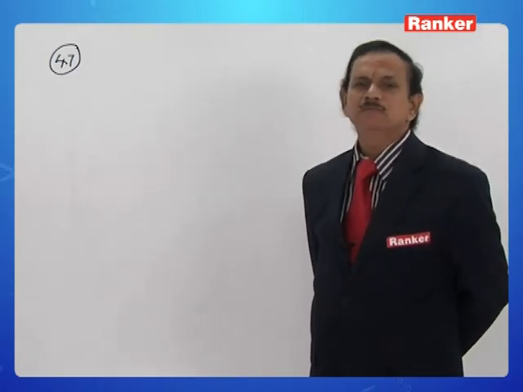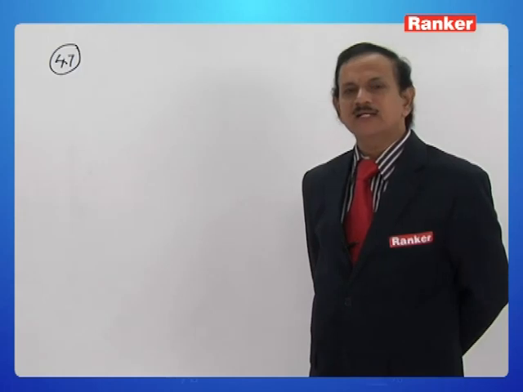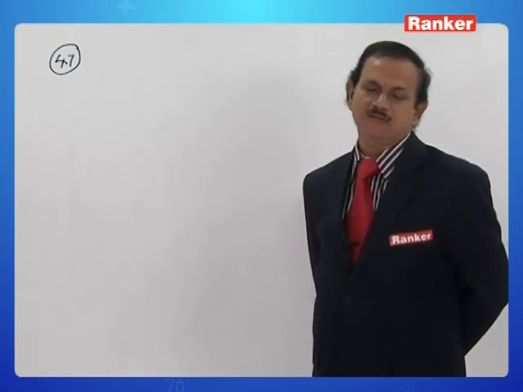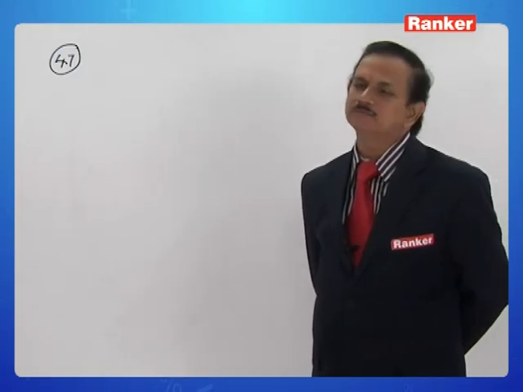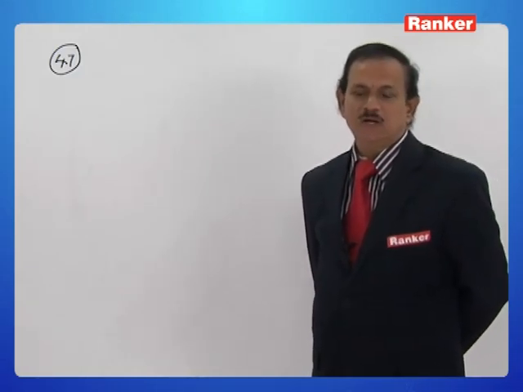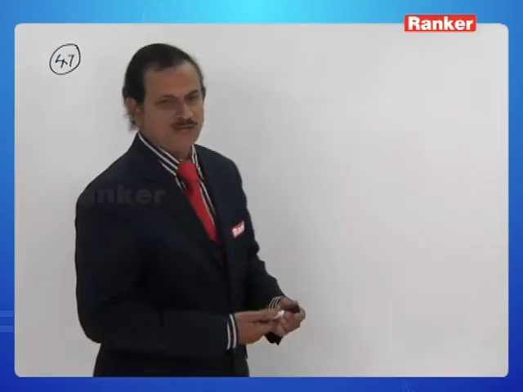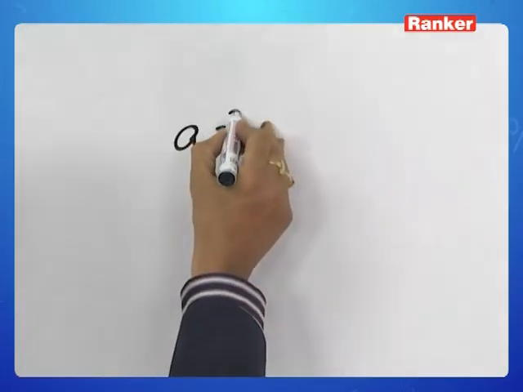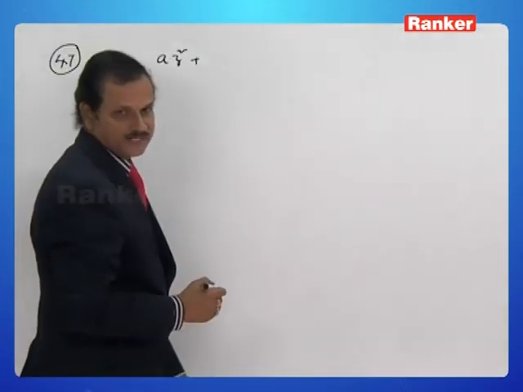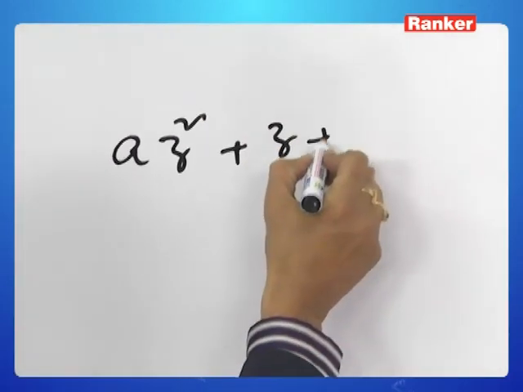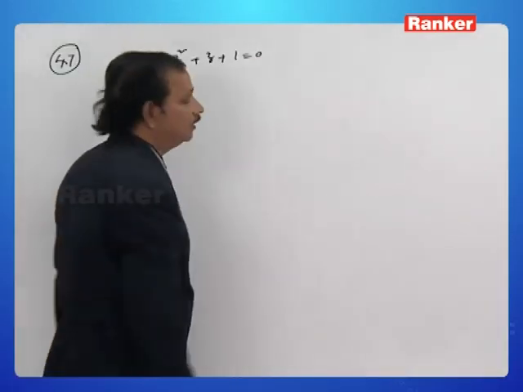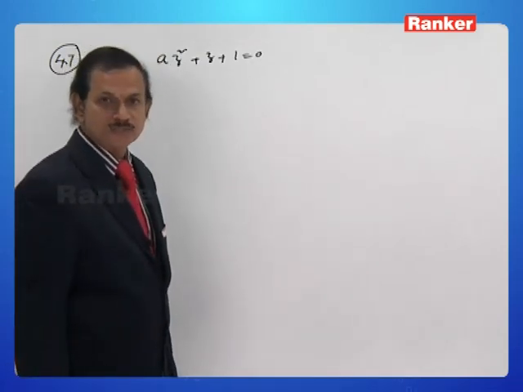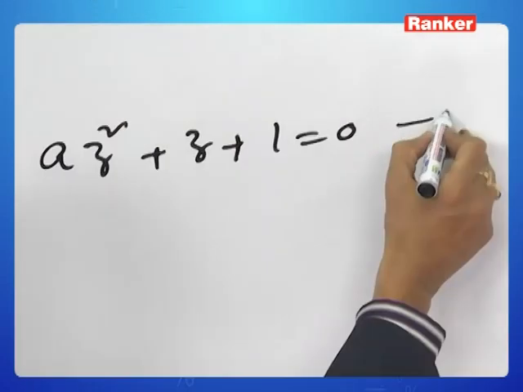Therefore, A must be either cos theta plus i sin theta or sin theta plus i cos theta. Whatever the shape, mod A is 1. Now, what is the main thing he has given? az square plus z plus 1 is equal to 0 has purely imaginary roots. Let me call this 1.